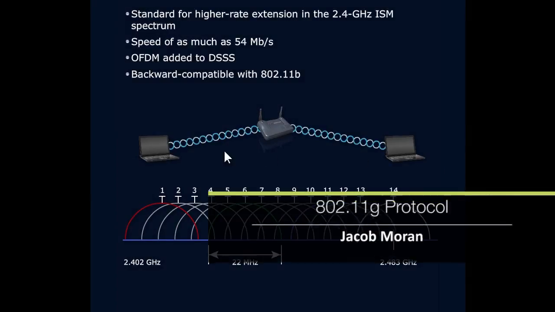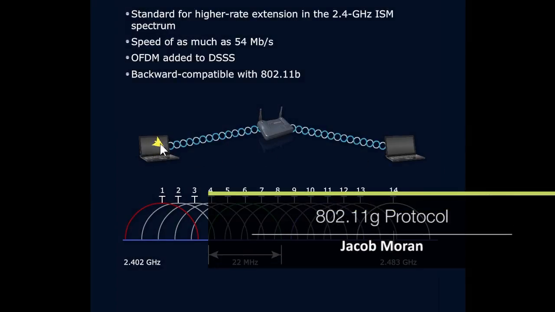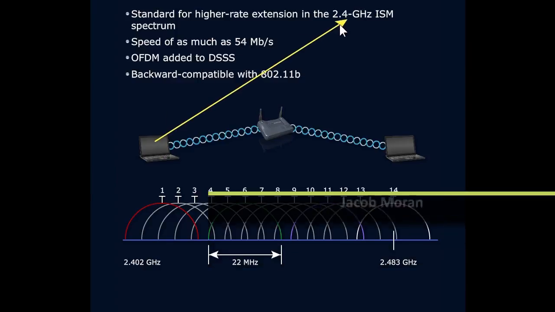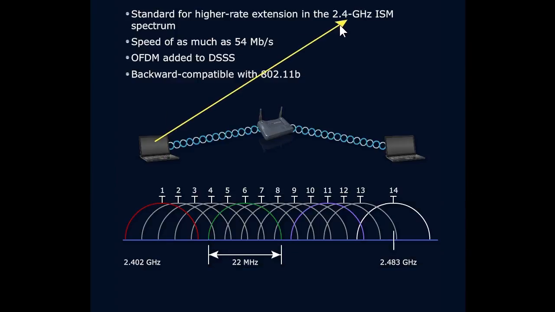All right, gang, let's talk for a moment about 802.11g. The 802.11g standard operates at the 2.4 gigahertz frequency. That means it's the same playing field as what we saw with 802.11b. But unlike 802.11b, it supports a maximum data rate of 54 megabits per second.